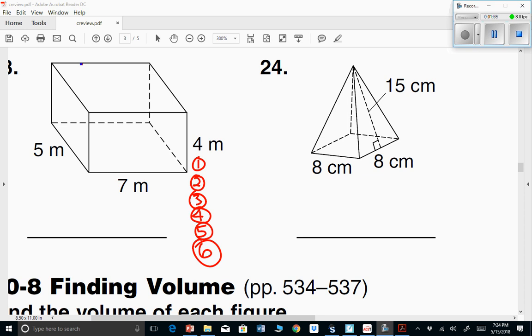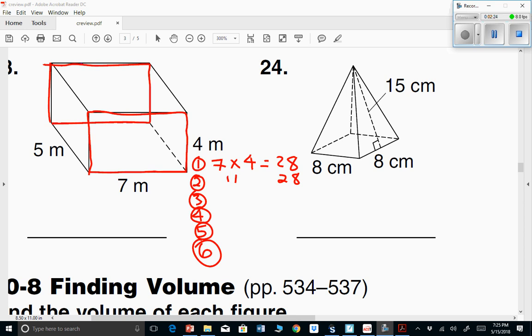So this face right here is 7 by 4. So we're going to do 7 times 4, because that's how you find the area of a rectangle, equals 28. And then we're going to agree that this face in the back is the same, and I'll allow you to put ditto marks there. That just means same as the one above it. That's also going to equal 28.